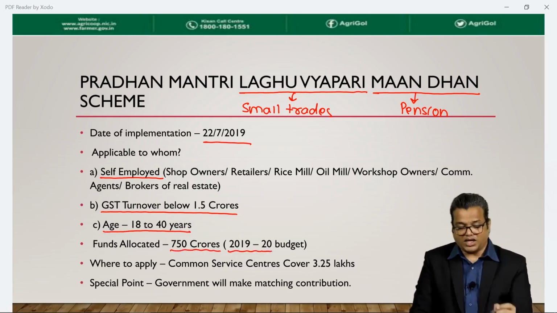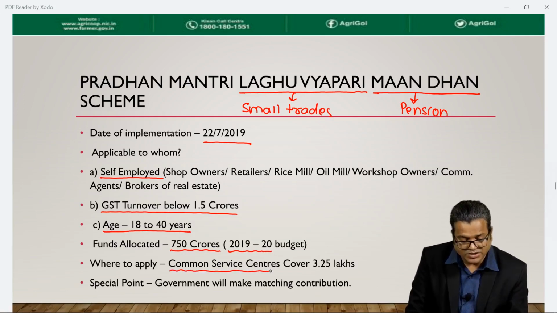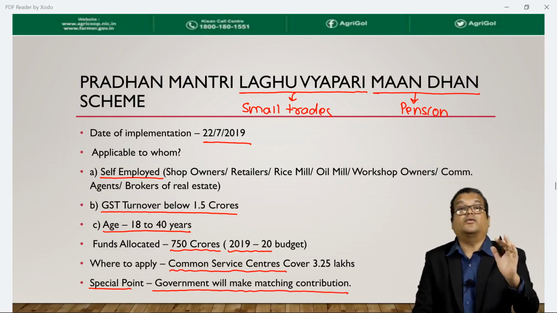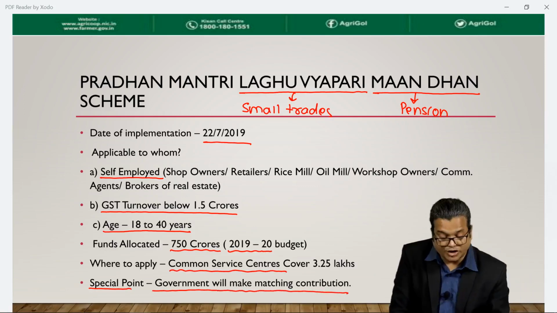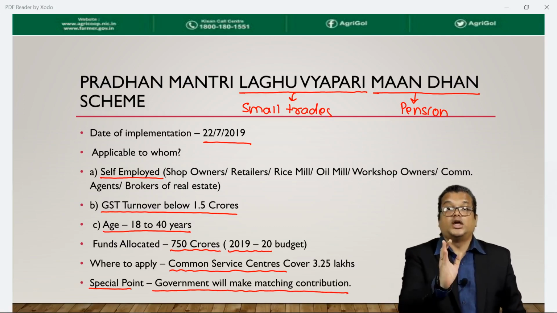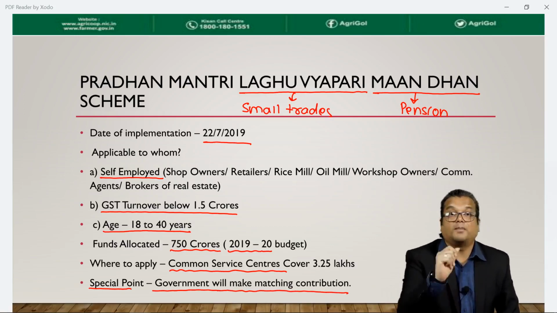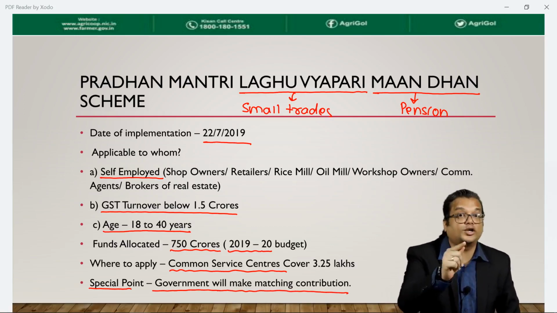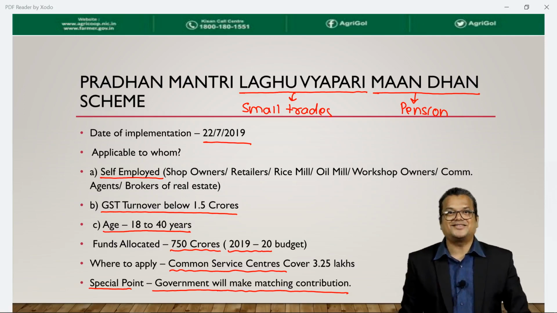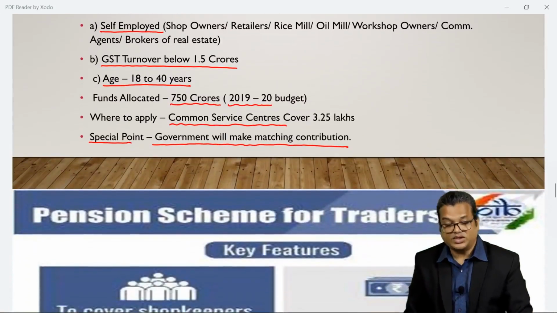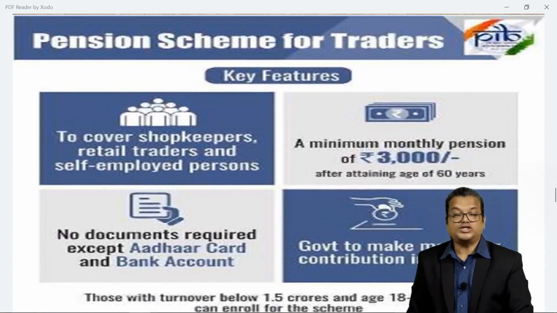Again, the same thing, where you can apply at the common service centers. And the special point, as I told earlier for farmers, the same point comes over here. Government will make matching contributions. So whatever is the premium of the scheme, 50% you have to put from your pocket, balance 50% will be contributed by whom? Government. Right, friends? I hope you have understood this. Very easy.